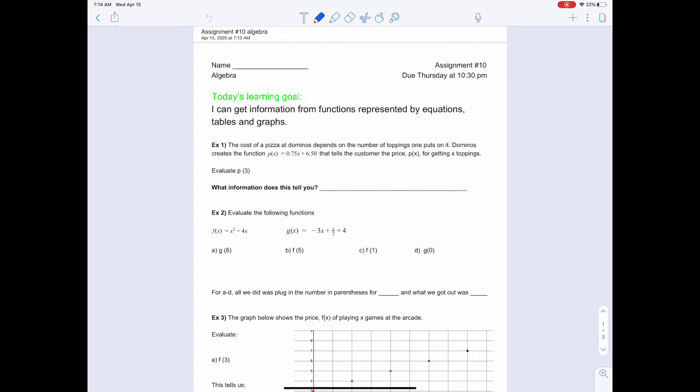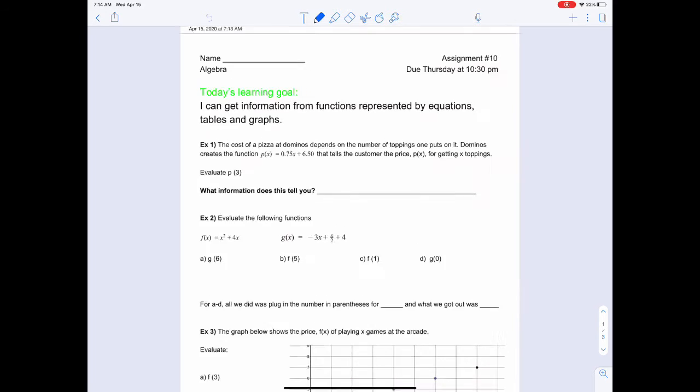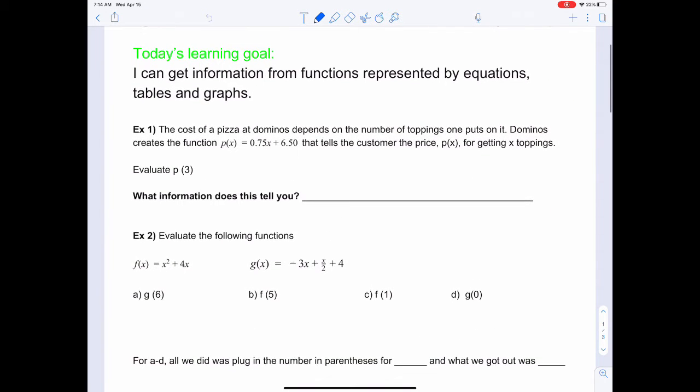So for today we got our learning goal of I can get information from functions represented by equations, tables, and graphs. The tables and graphs part will be the new part. You've already done equations. So let's get warmed up with an equation in example 1.